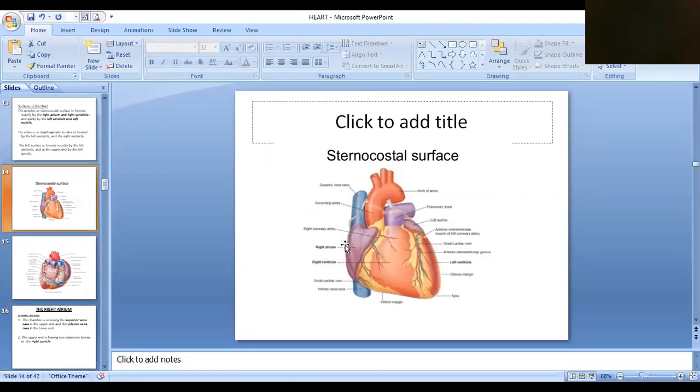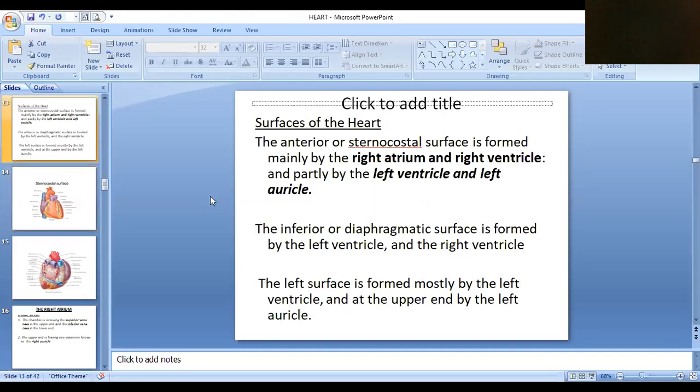See here, I told you this one is the right atrium. This is the right ventricle. On the opposite side, this one is the left ventricle, and the left atrium. These two are the right atrium and left atrium, the two atria. These two are the two ventricles. So this right atrium receives the superior vena cava and inferior vena cava. These two veins mainly open into this right atrium. That point is clear now.